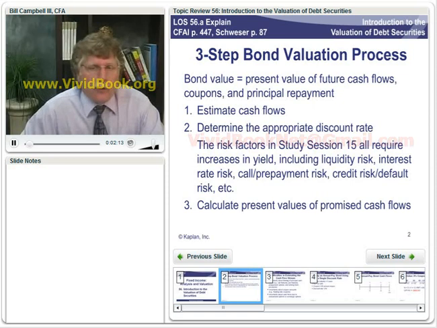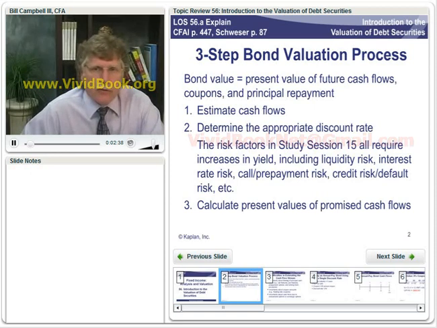These could be a premium for liquidity risk, a premium for default risk, a premium for interest rate risk, a premium for call risk or prepayment risk or credit risk, or if it's a foreign bond, for exchange rate risk or event risk. I mean, you can go through the list. Every possible risk that you take, you should add some sort of premium for your taking on that risk. Add those all up, that gets you an appropriate discount rate.